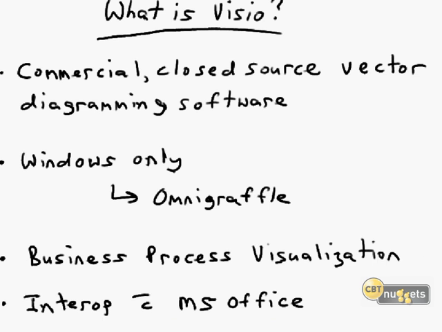So before we go any further, what is Visio exactly? How would you answer that question if someone were to say, hey, I see this Visio shortcut icon in my start menu. What exactly does this software do? Well, the technical answer to that question is that Microsoft Visio is commercial closed source vector diagramming software. That's the nerdy, geeky definition. Perhaps the more user-friendly definition is that Microsoft Visio 2010 enables business process visualization.